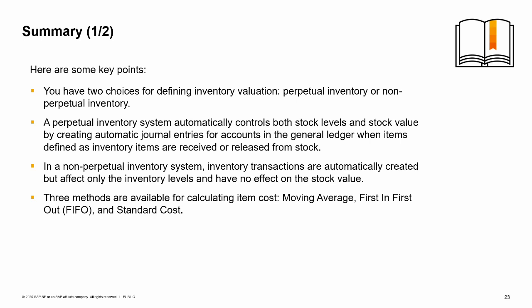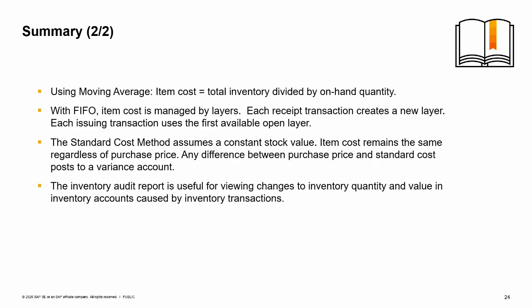Three methods are available for calculating: moving average, FIFO, and standard cost. Using the moving average method, item cost equals total inventory divided by on-hand quantity. With FIFO, item cost is managed by layers. Each receipt transaction creates a new layer. Each issuing transaction uses the first available open layer. The standard cost method assumes a constant stock value. Item cost remains the same regardless of purchase price. Any difference between purchase price and standard cost posts to a variance account.